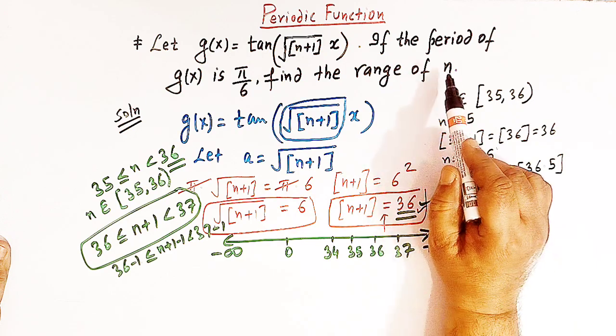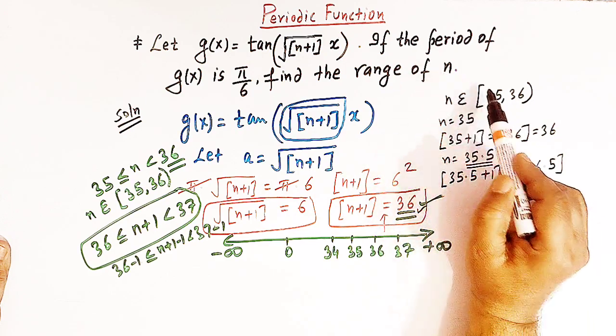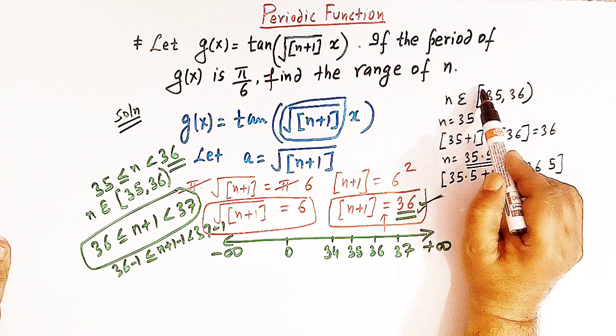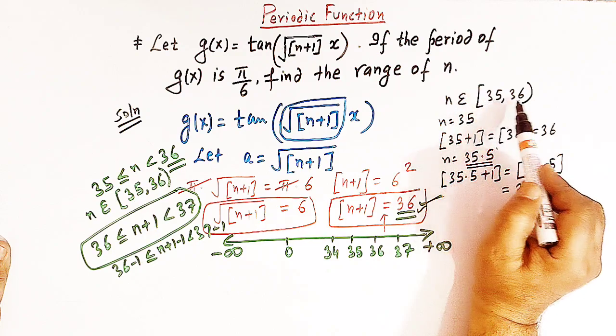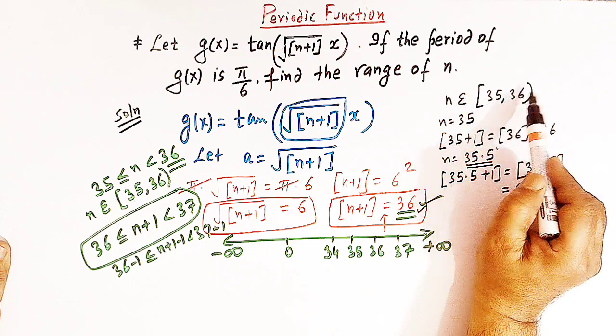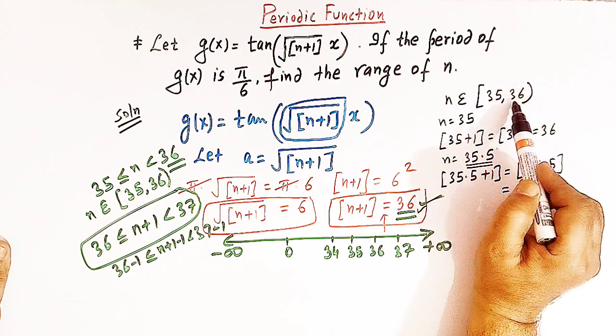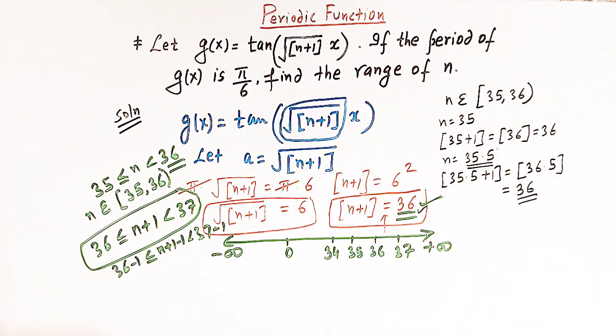So the range of this number n is given by this interval, closed at 35 and going up to 36, where 36 is open. It means 36 is not included.